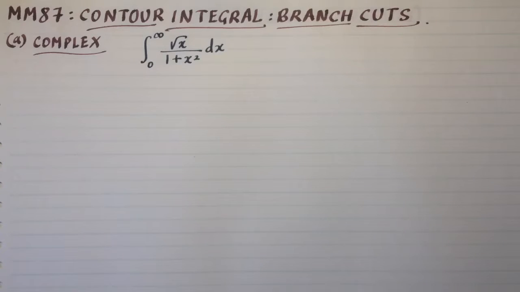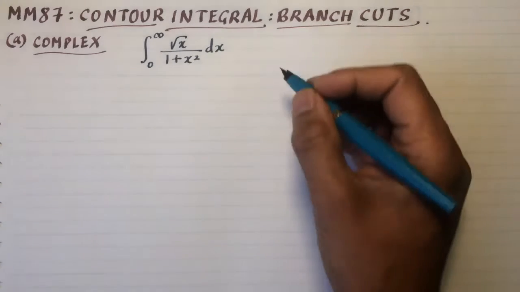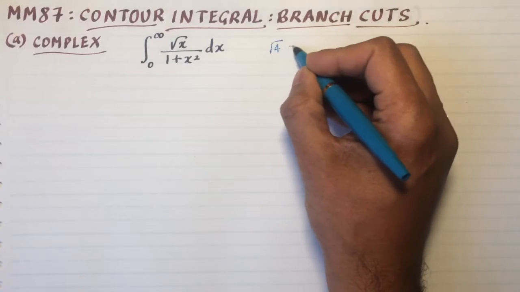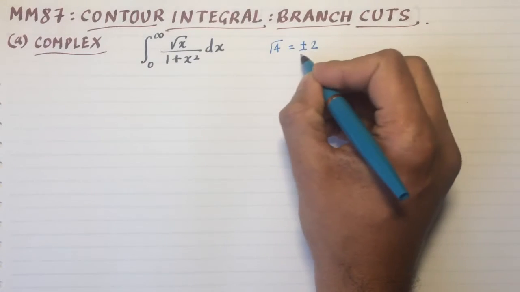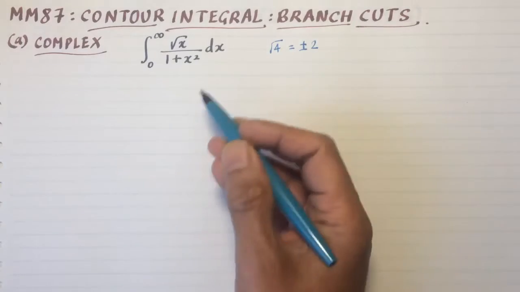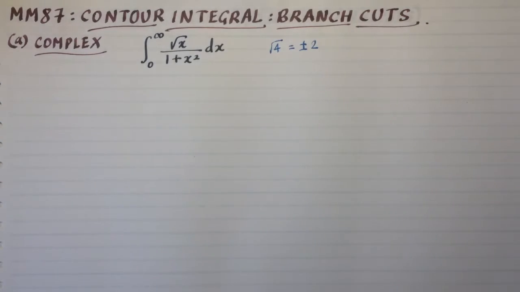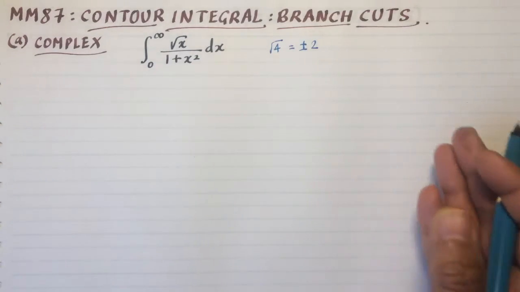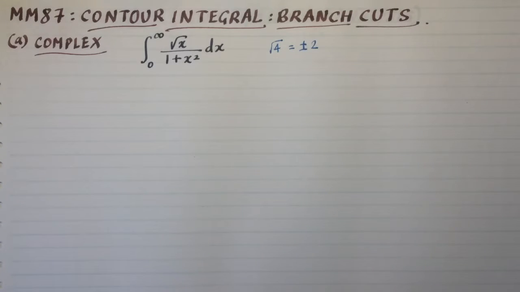Integrals with square roots are a special class of complex integrals because the square root function is multivalued. For example, the square root of 4 is plus or minus 2, and these are two separate values. In complex number theory, these multiple values take you to two different branches of the complex plane. And so you have to consider what are known as branch cuts.